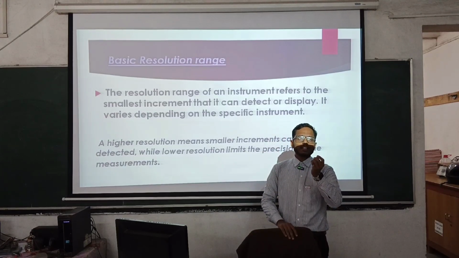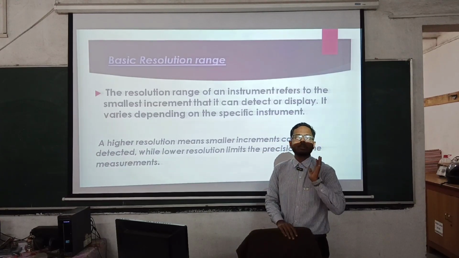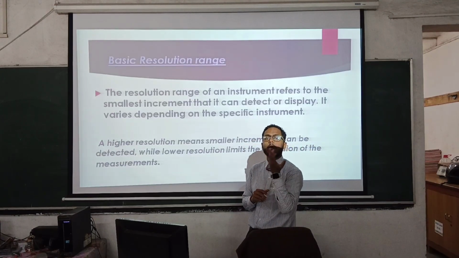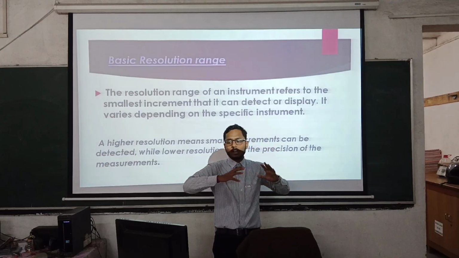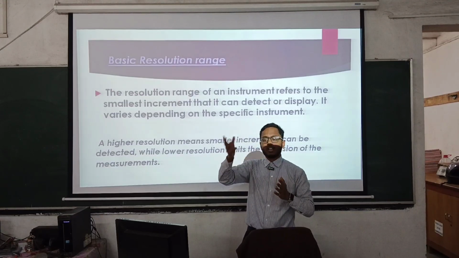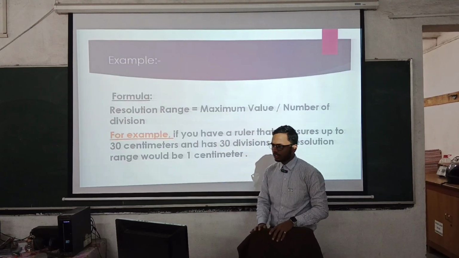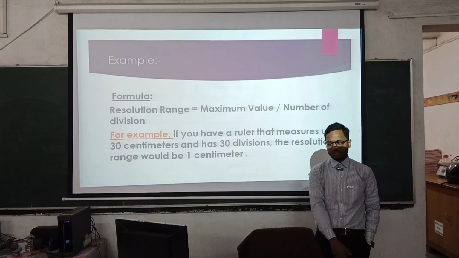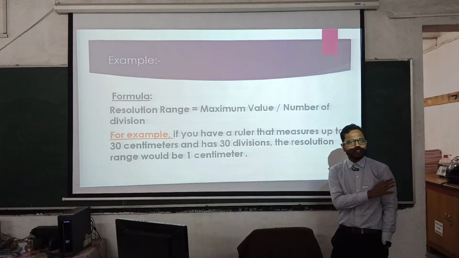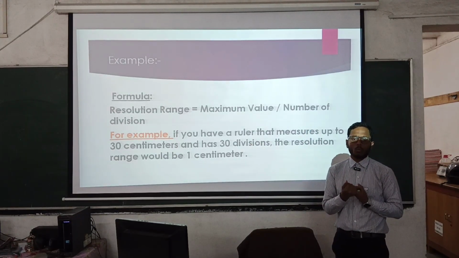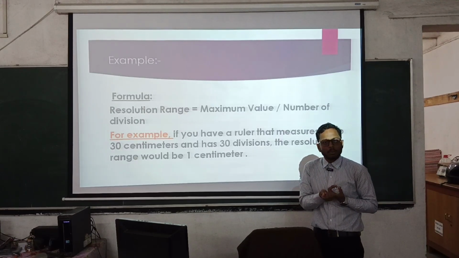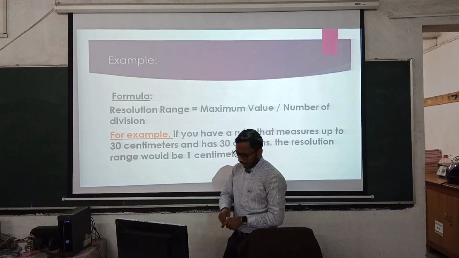तो a high resolution means बहुत छोटी से छोटी increment possible है. तो जितनी छोटी increment possible उतना accurate होता है instrument. उतनी छोटी छोटी सामान नापी जा सकती है. Small increment means very high resolution, and low resolution means the increment is very large. For example, the formula for resolution range: maximum value by number of divisions. Let's say we have a scale that is 30 centimeters and 30 divisions. So one increment measures one division. मतलब कि 1 centimeter का ही change इसमें detect की जा सकती है. यही least count भी होती है, right?